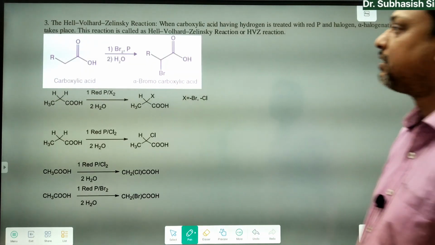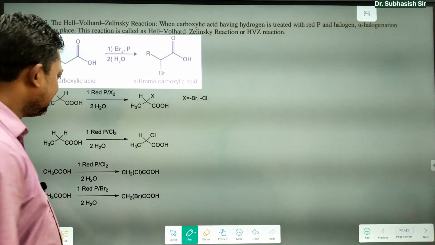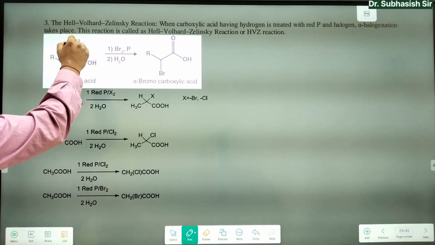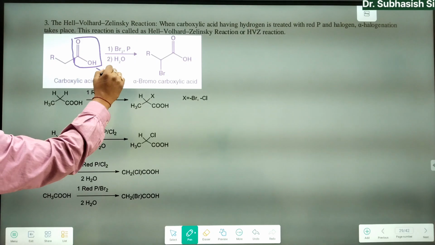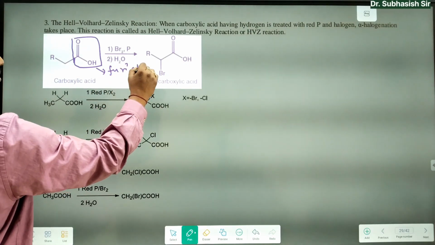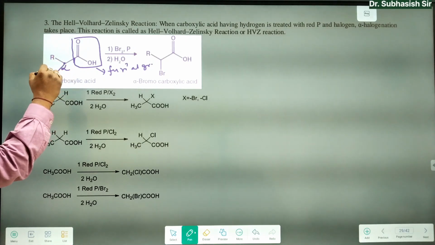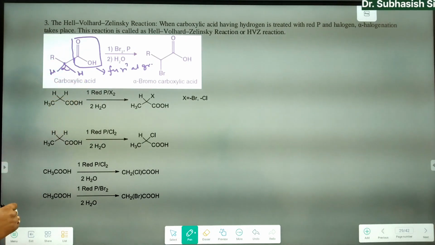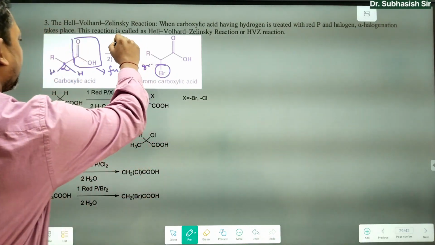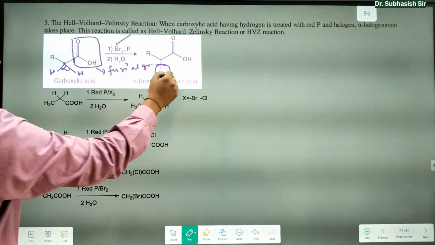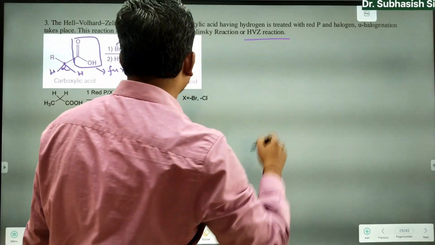Next is the Hell-Volhard-Zelinsky reaction. This is also one of the most important reactions. As I already discussed in the last class, what are alpha and beta? If this is a functional group, the first position with respect to it is called alpha. Here you can clearly see two hydrogen atoms are present. If any alpha hydrogen is present, it will undergo halogenation in the presence of bromine and red phosphorus. This is called the Hell-Volhard-Zelinsky reaction, in short form the HVZ reaction.